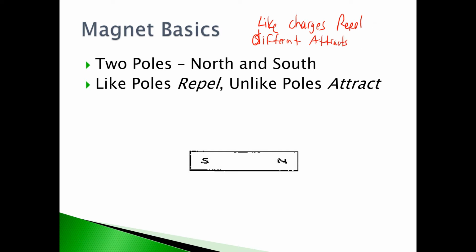Now, unlike electric charges, neutral objects generally don't get attracted to magnets. But there are some special cases where magnetic materials, so non-magnetized magnetic materials, will get attracted to magnets. And we'll talk about that a little later today.